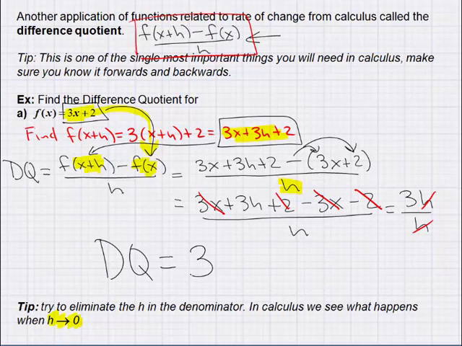And the key was we got rid of that h. If you see how things are canceling here, we canceled all these values here. That's going to be a fairly common occurrence. Let's do another one.